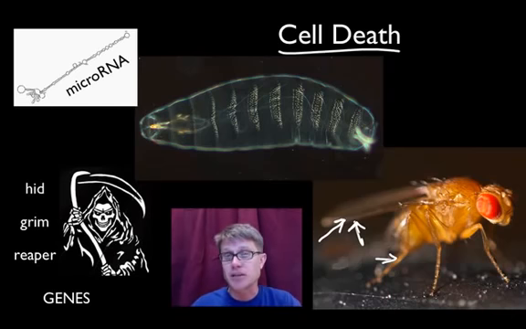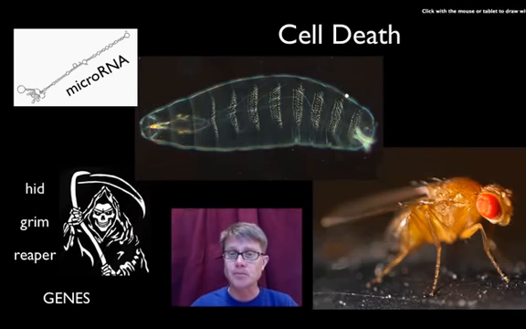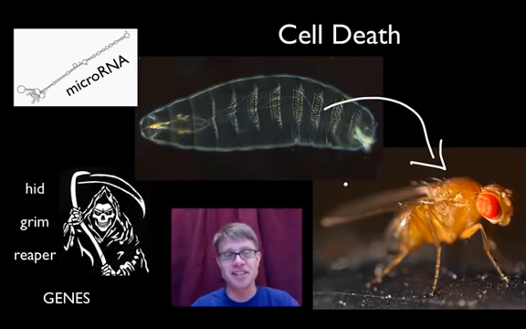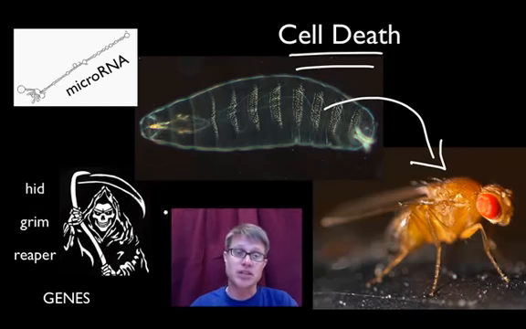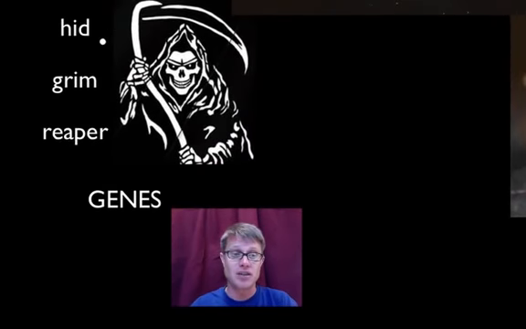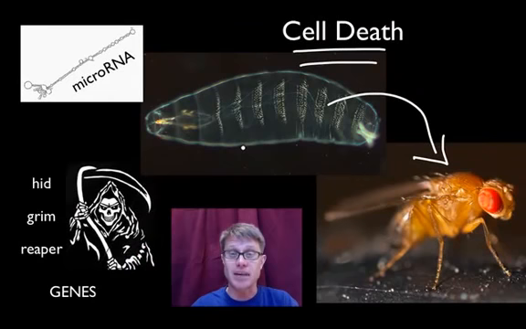A great example has been studied in the Drosophila. Drosophila, this would be an embryo of Drosophila, and this would be an adult. And this will eventually become this. But apoptosis or cell death is super important in that regulation. And so there are a number of different genes that scientists identified, and I love the names here. They're the HID, the GRIM, and the Reaper genes. And these three genes in Drosophila cause the cells to die. In other words, they make proteins that cause cells to die.